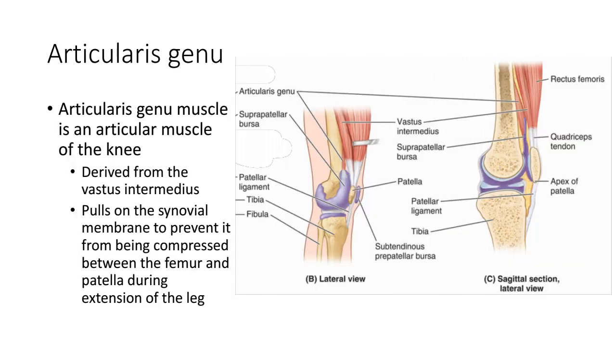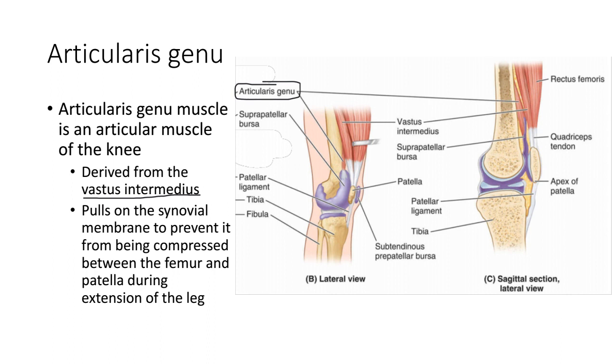The articularis genu muscle is another muscle that's in the knee area. It's an articular muscle of the knee. It's derived from the vastus intermedius. And so the articularis genu pulls on the synovial membrane surrounding that knee joint to prevent it from being compressed between the femur and the patella during extension of the leg. So it helps to prevent that synovial membrane from being pinched in between the femur and the patella when that leg is extending.